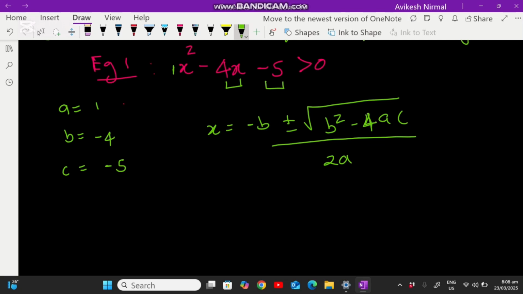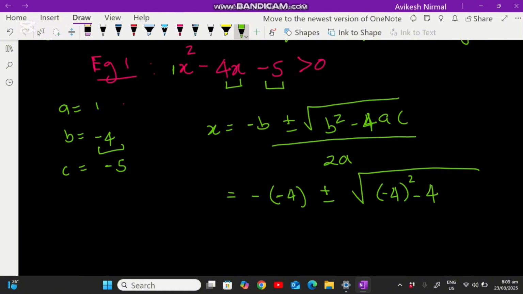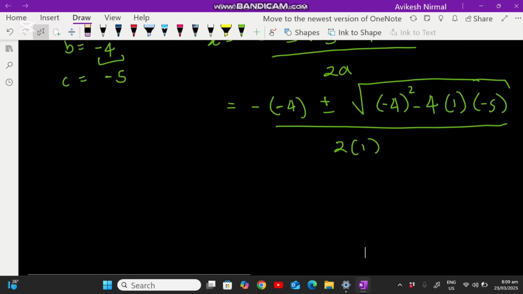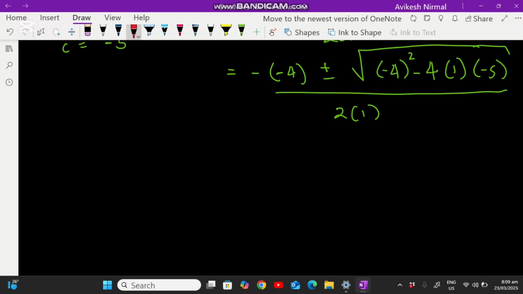So let's sub in the values. So what's minus b, which is minus 4 here? So that's a minus 4 plus or minus square root of minus 4 squared minus 4. A here is 1 and C is minus 5, and the entire numerator is divided by 2 into positive 1. Okay, so let us solve.